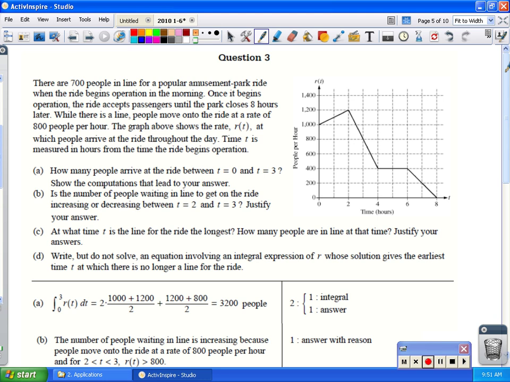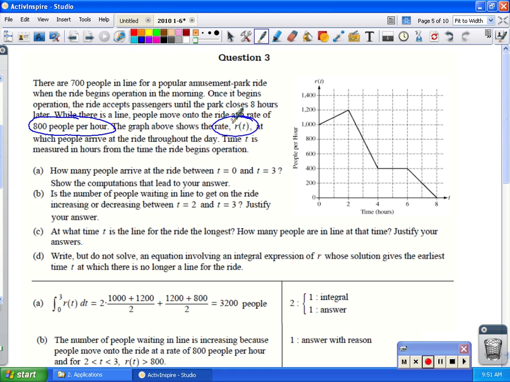All right, this is the concert problem that we did the other day. There are 700 people standing in line for a popular amusement park ride when the ride opens. The ride accepts passengers until the park closes 8 hours later. While there is a line, people move onto the ride at a rate of 800 people per hour. The graph shows the rate at which people arrive.